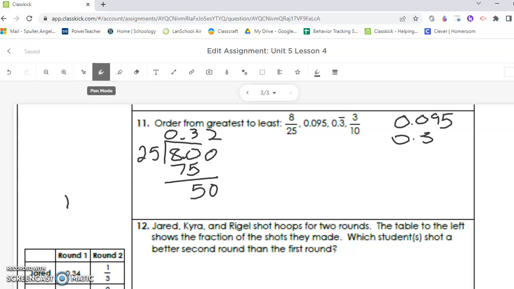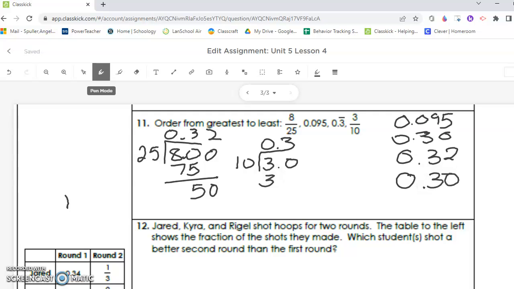So 8/25 is equal to 0.32, whereas this is 0.30. And 10 goes into 3.0. So it goes in there 3 times. So this is equal to 0.3 also. So it says least. The smallest one would be 3/10, or actually I was wrong. I put this one here. This one is repeating the 3, right? So this says 0.3 repeating.